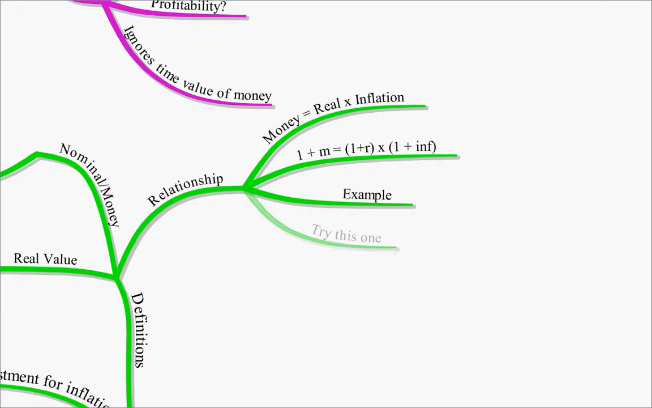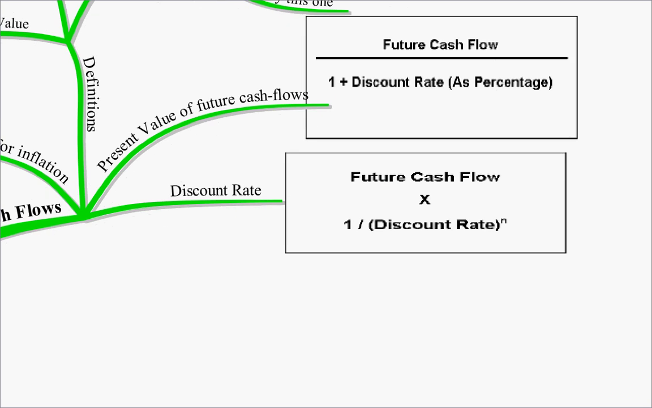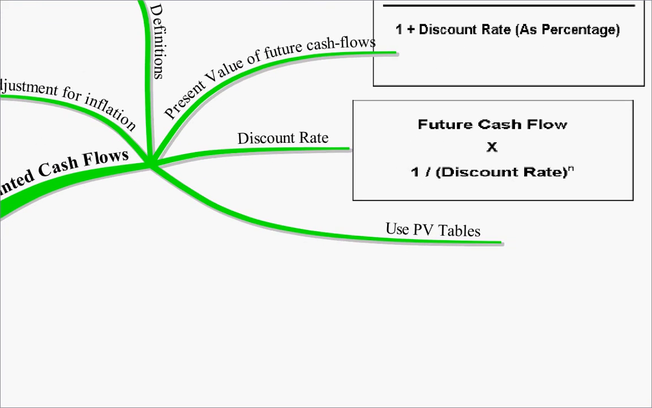So we did a couple of examples on that one. Make sure you understand that relationship, which brought us on to say that the present value, i.e. the value now of a cash flow that you're going to receive in the future, is calculated as this: the future cash flow over 1 plus the discount rate as a percentage. Now the discount rate is calculated as the future cash flow times 1 over the discount rate times n, but we use our present value tables, which you'll be given in the exam.